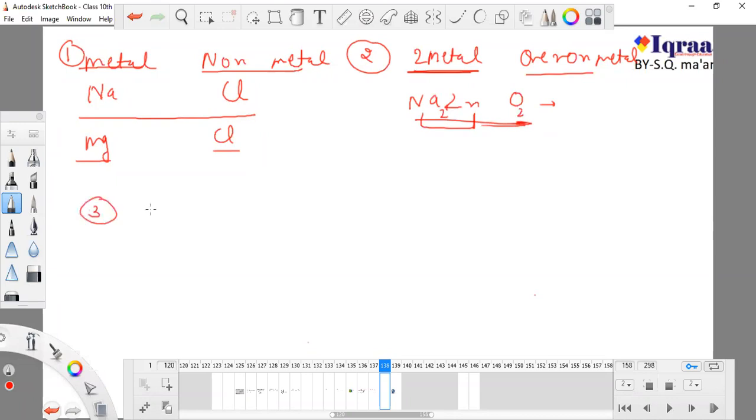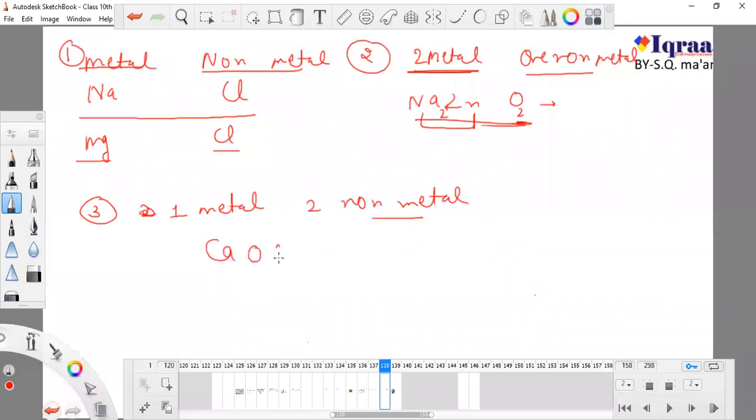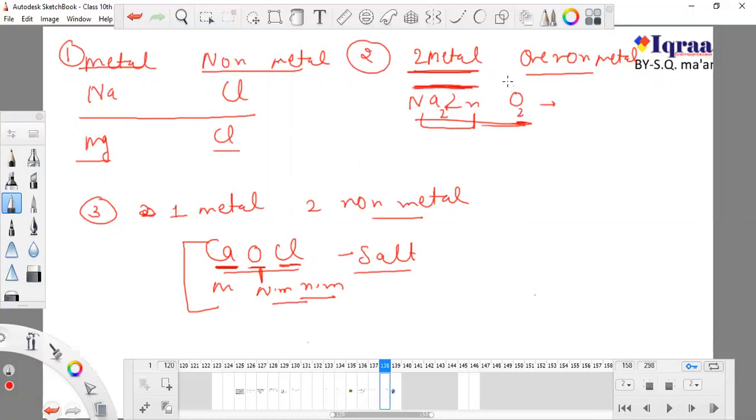And the third category contains one metal but two non-metals. This salt is calcium oxychloride. This is a salt which contains one metal, that is calcium, and oxygen is a non-metal, and this is another non-metal. So this is another category: a salt with one metal and two non-metals, and the earlier one is a salt with two metals and one non-metal.